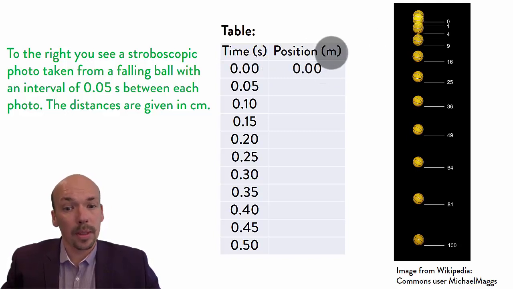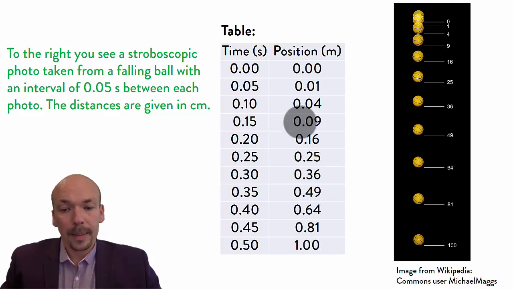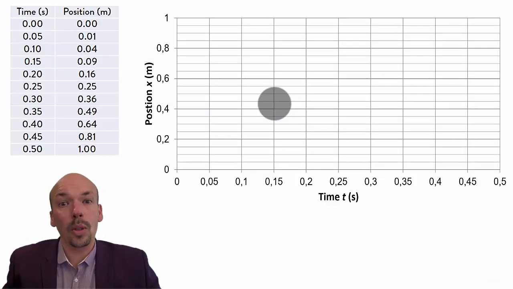We will do the position in meters, and this is given in centimeters, so we have to divide it by 100. The next one is 0.01, because that's the one divided by 100. Then 0.04, 0.09, and so on, and we can just write down all these positions in this table. And that looks like this. And from this we can make a graph. And it would look like this.